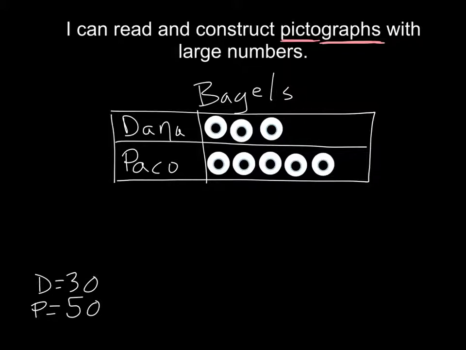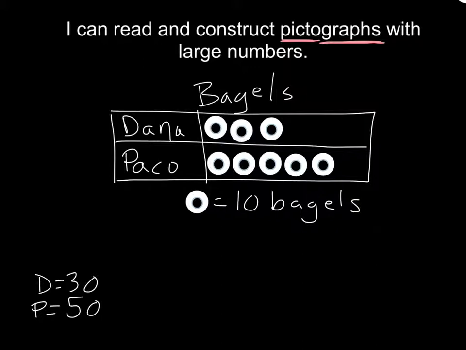One thing you could do is you could make a whole bunch more bagel symbols, right? Until you get to 30 and 50. But what if I don't want to do that? I don't want to draw 30 or 50 bagels. I want to leave it just as it is. Well, what I could do is I could make a key at the bottom and say, well, that symbol no longer equals 1 bagel. Now it equals 10 bagels.